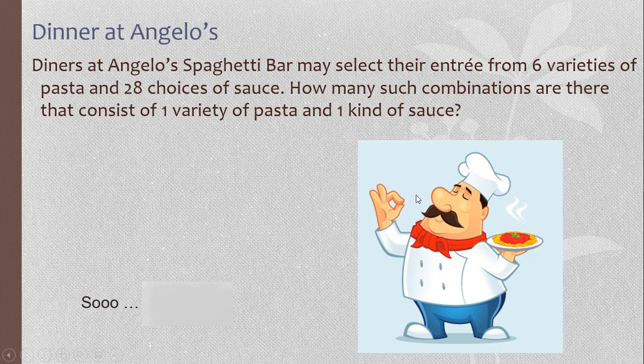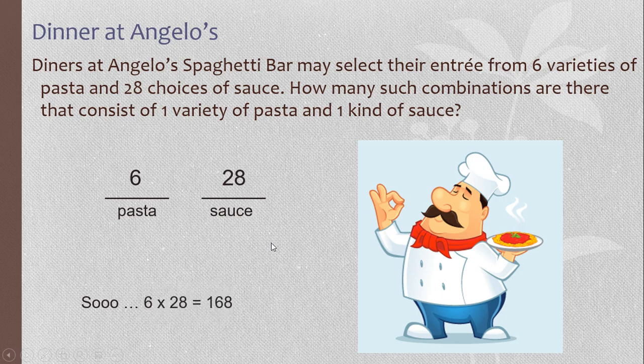All right. Dinner at Angelo's. A diner at Angelo's Spaghetti Bar may select the entree from 6 varieties of pasta and 28 choices of sauce. How many such combinations are there that consist of just one variety of pasta and one kind of sauce? Well, we're going to multiply the number of pasta possibilities times the number of sauce possibilities. So 6 times 28 gives us 168 different combinations that you can have of pasta and sauce.